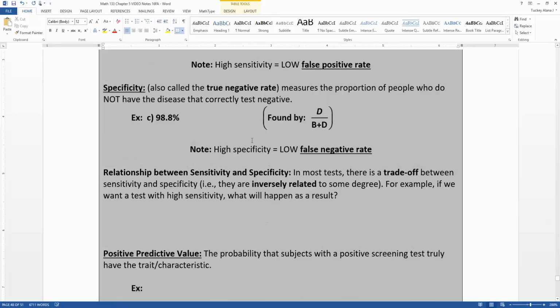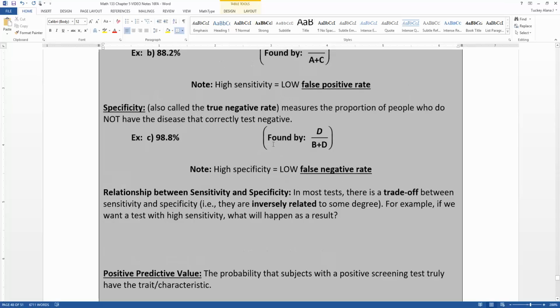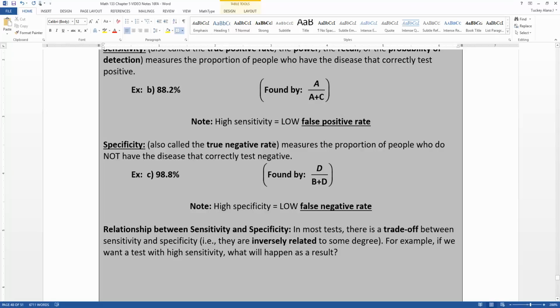Now, there's a relationship going on here, right? And I am going to explain it right now. There's a trade-off in a lot of testing, not always, but in a lot of testing between sensitivity and specificity. They're inversely related to some degree. There's a little bit more going on, obviously, and the more advanced you get in medicine and statistics, the more you can get involved in this. But for our purposes, just realize that if you have high sensitivity, you're going to have low false positives, but you're going to have high false negatives, and vice versa.